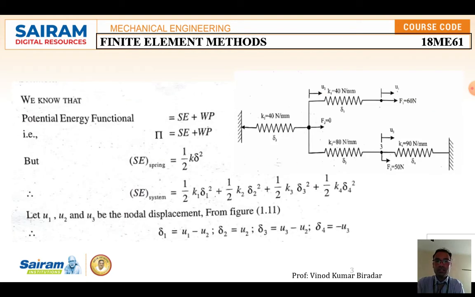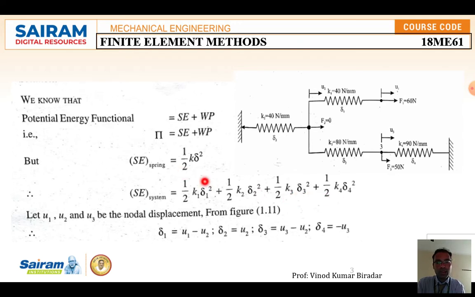Note down here, we know that the potential is equal to strain energy plus work potential, that is pi is equal to strain energy plus work potential. The strain energy of a spring is a standard formula, half of k into delta square. How many springs are there? 4 springs are there, right? In terms of K1 delta 1, K2 delta 2, K3 delta 3, and K4 delta 4.